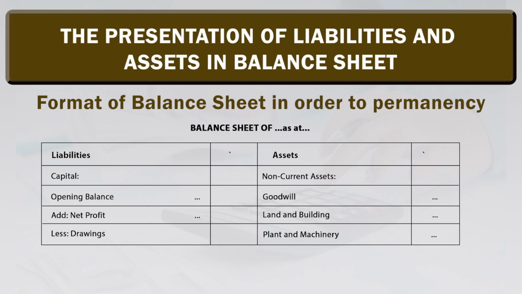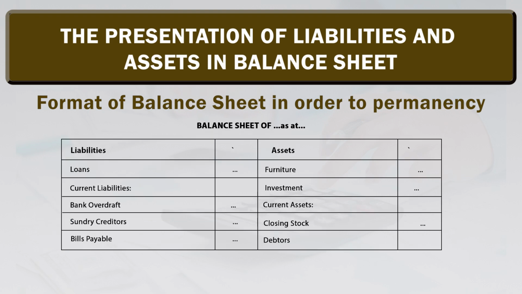Let us see the first item of the liability side. The first item is capital. Here in capital we will have our opening balance, we will add profit to it, we will deduct our drawings from that and we will show the final balance. Now, we will see loans which have a time period of more than 1 year. Then we will take all current liabilities. In current liabilities we include bank overdraft, sundry creditors, bills payable and other things.